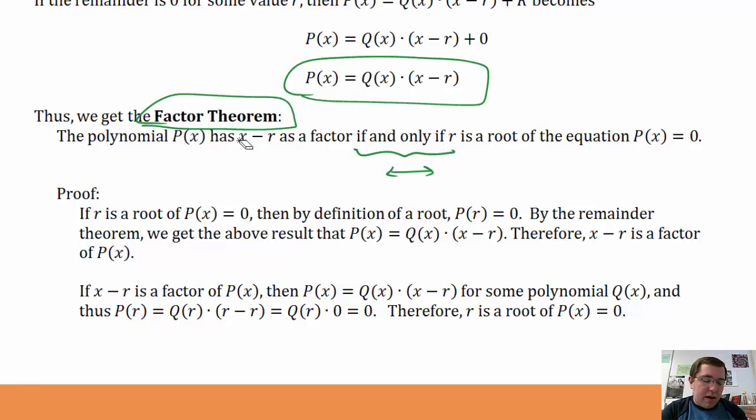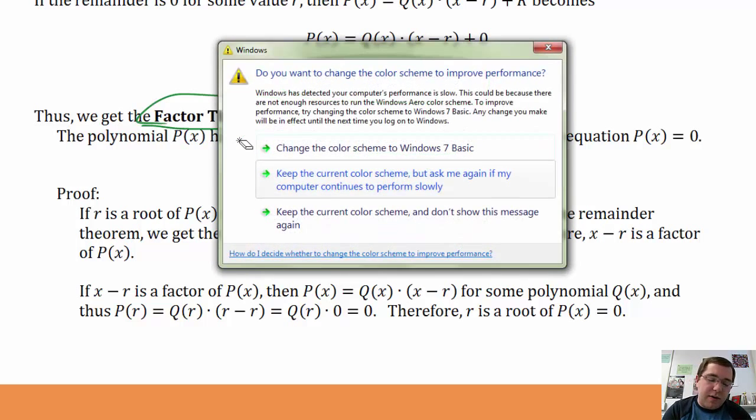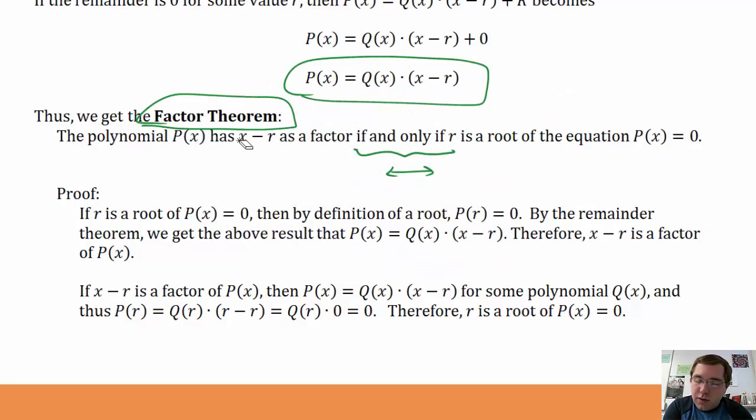So let's take, if r is a root of p of x equals 0, so that's actually the reverse direction. We'll do that one first, because it doesn't matter which order we go in. If r is a root of p of x equals 0, then by definition of a root, p of r equals 0. A root means it's a value of the function when the function is equal to 0.